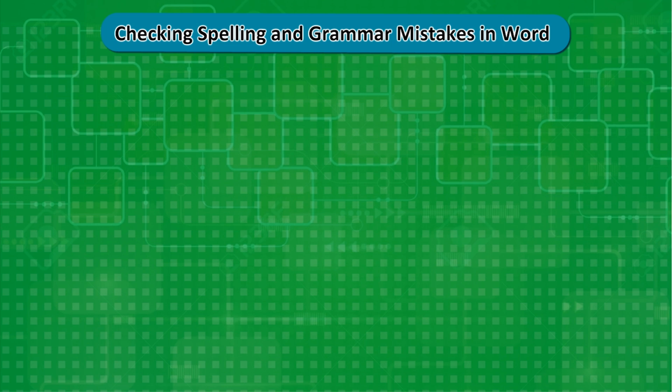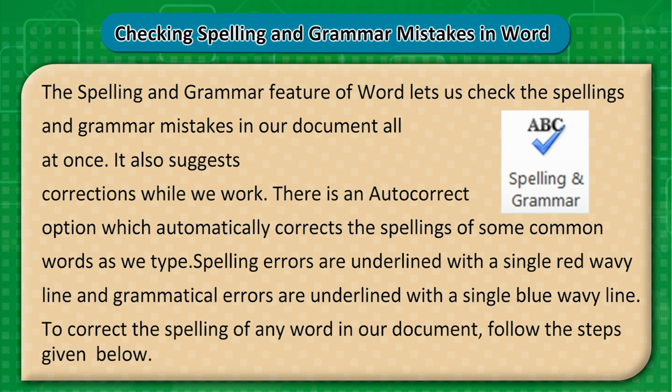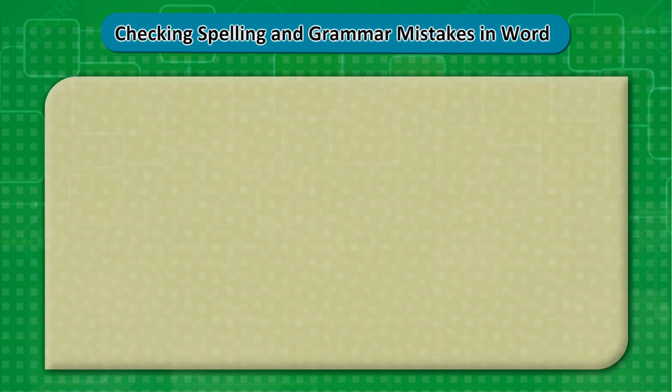Checking spelling and grammar mistakes in Word. The spelling and grammar feature of Word lets us check the spelling and grammar mistakes in our document all at once. It also suggests corrections while we work. There is an autocorrect option which automatically corrects the spellings of some common words as we type. Spelling errors are underlined with a single red wavy line, and grammatical errors are underlined with a single blue wavy line.